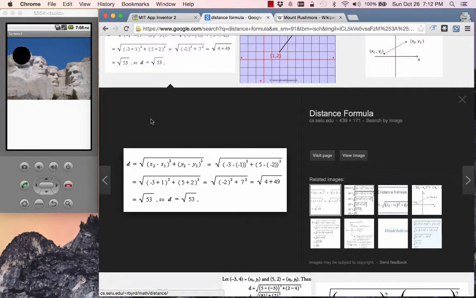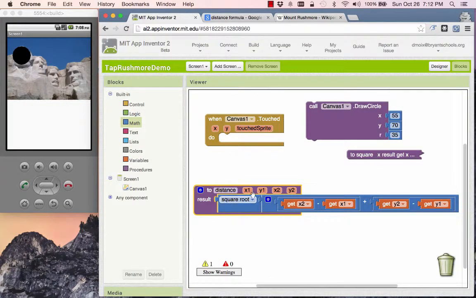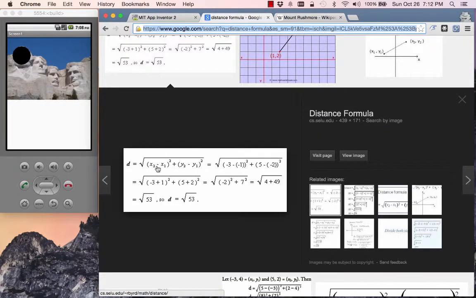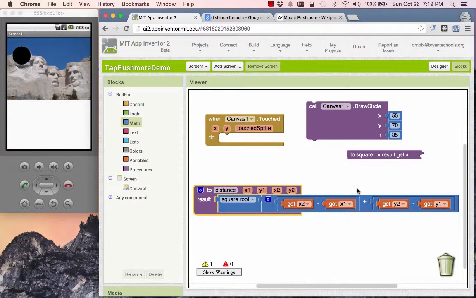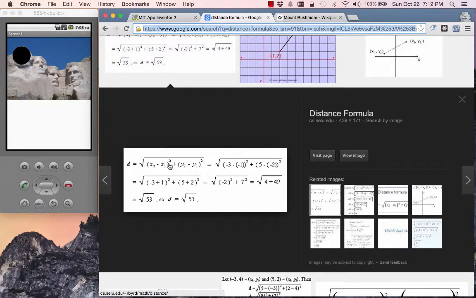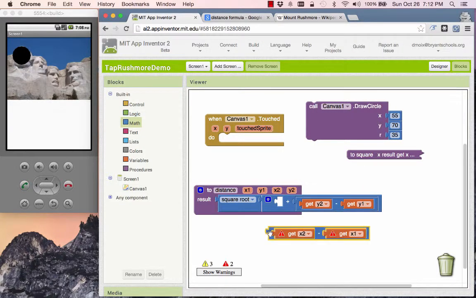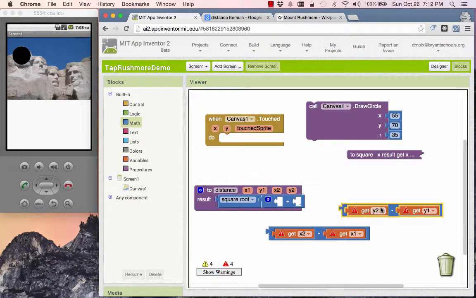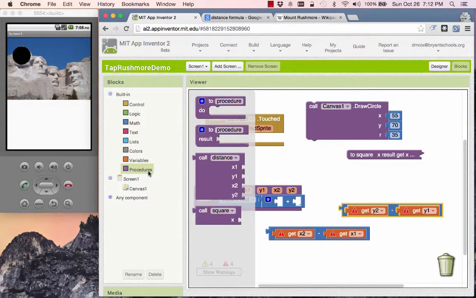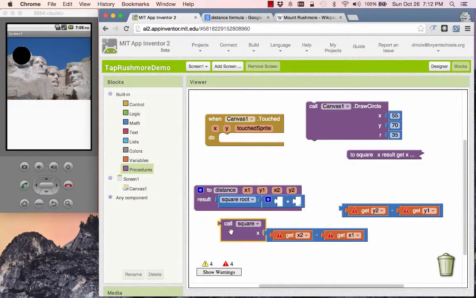Looking back at our formula, the biggest component is the square root. On my formula, the biggest component is the square root. The next biggest component is the plus, and on mine, the next biggest component is the plus. On the formula, though, I'm supposed to square these differences, and I've forgotten to. So that one has to be squared, and that one has to be squared. But fortunately, I've made a square procedure. So to call that procedure, I go back to procedures, and then I drag out a to square. And I can drag it out again and square this other one.